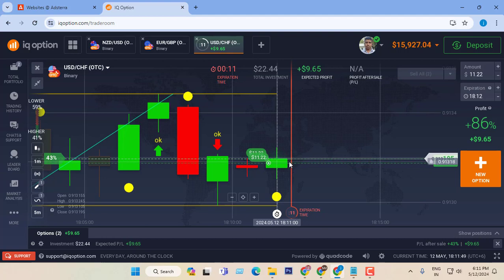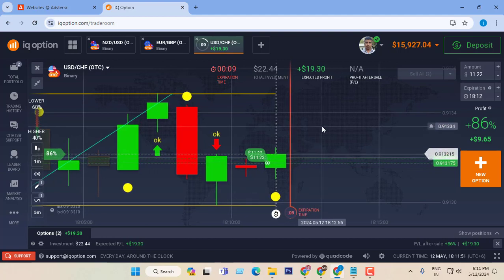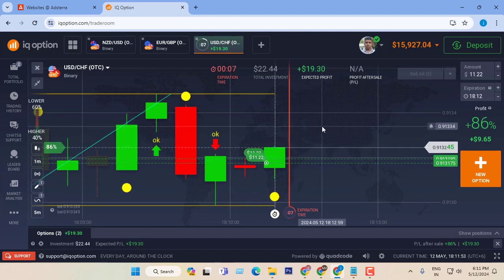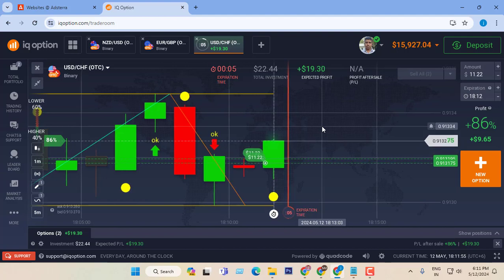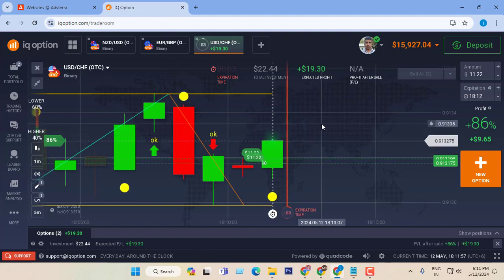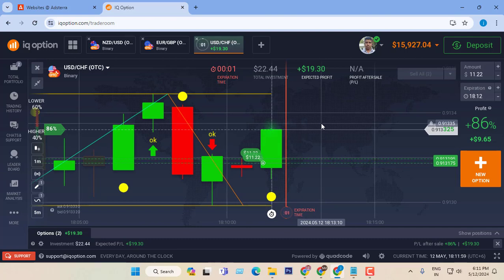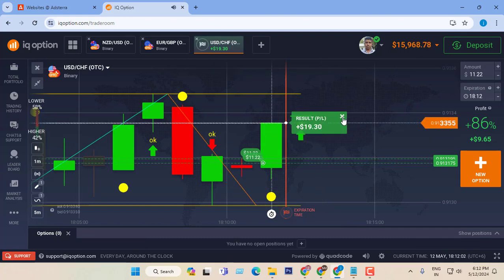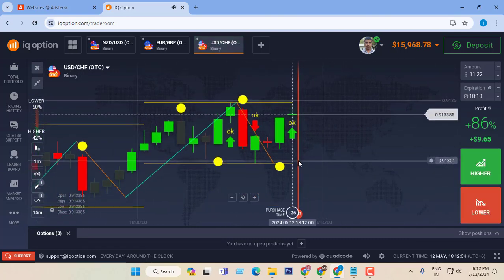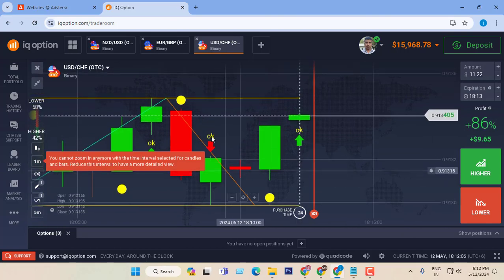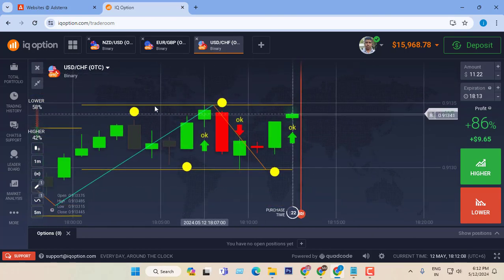Okay, but the OTC market is very risky and a very bad market. 4, 3, 2, 1 and boom, this is 100% profit. Okay, so please follow price action and support and resistance.